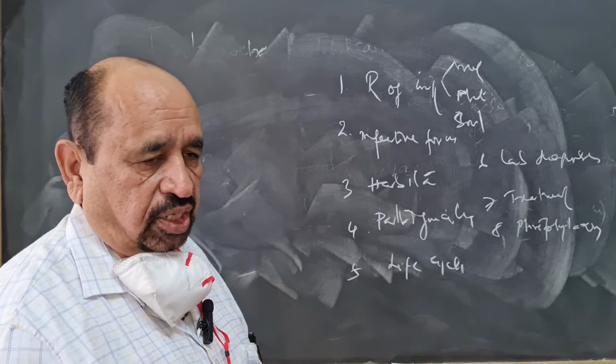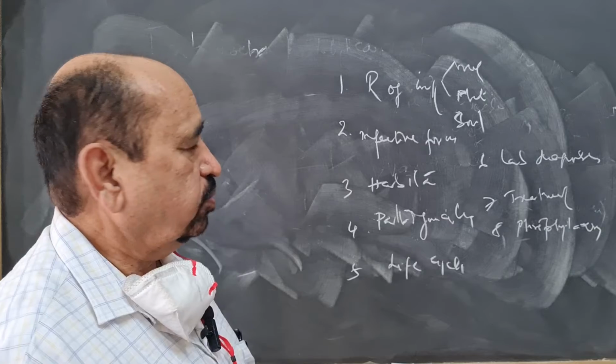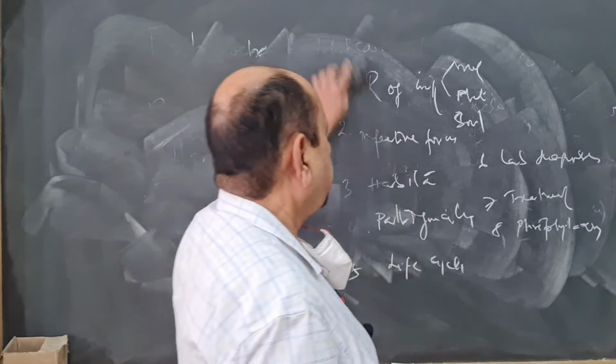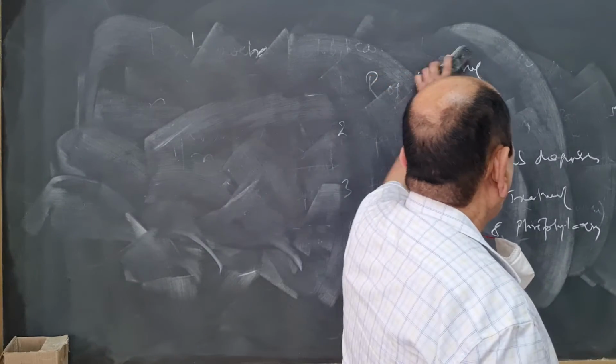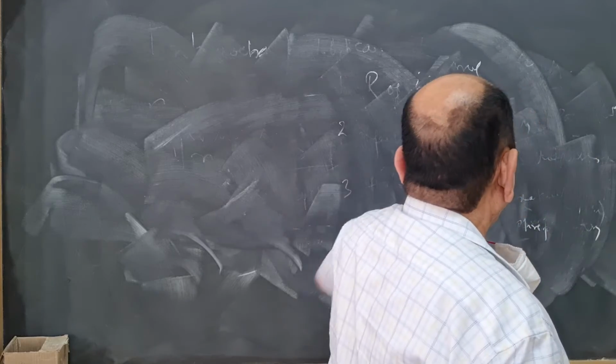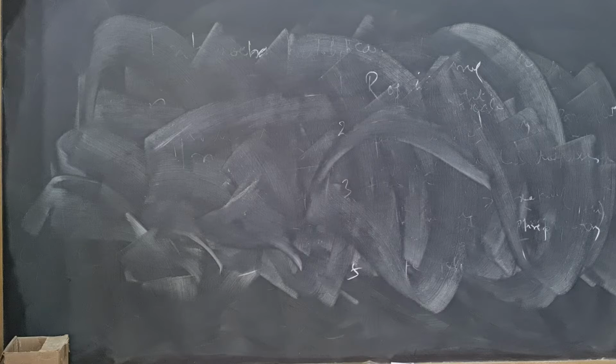You make a flow chart. Every day you make a flow chart and go through it. In the examination, it will be easy to remember. Okay, now let us see what the hemoflagellates are. Hemoflagellates simply means they are present in the blood.